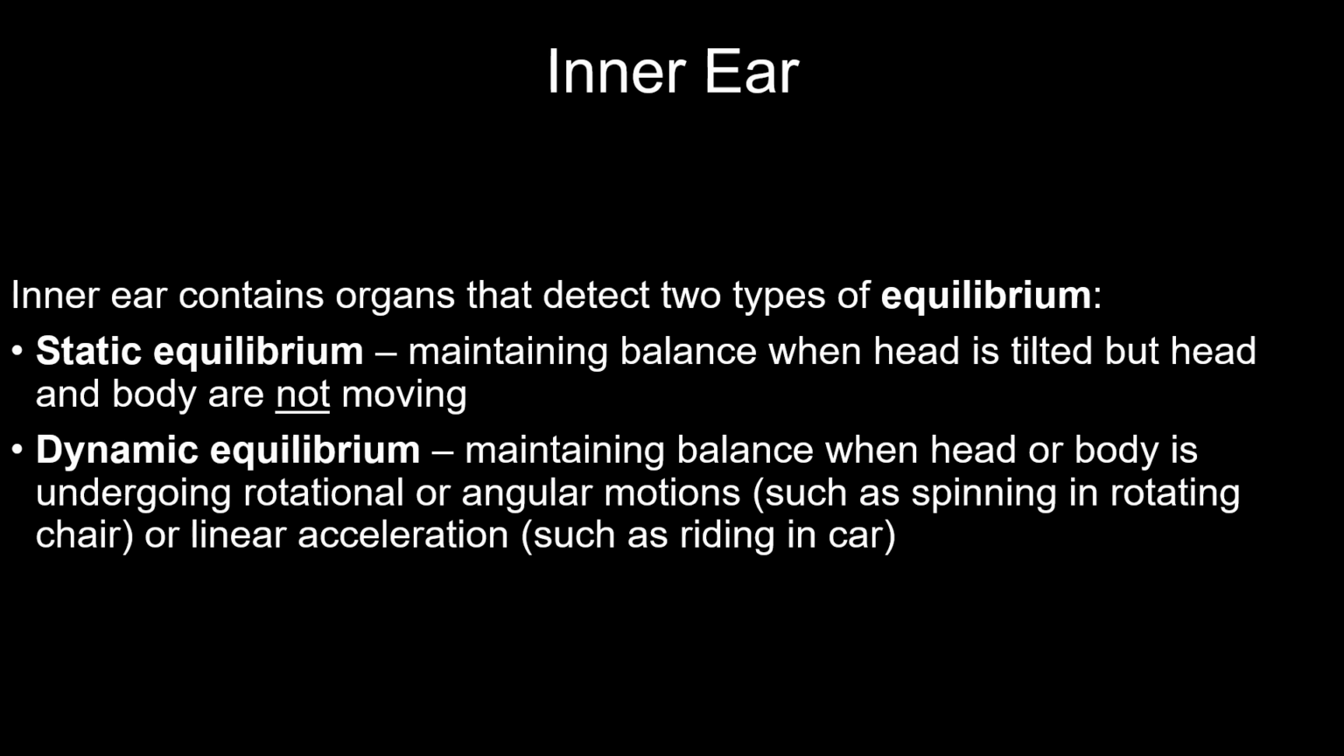Static equilibrium means stationary or unmoving, and it refers to maintaining balance when the head and body are not moving, but the head itself is tilted. Dynamic means changing or moving, and so this refers to maintaining balance when the head or body is moving. And we're going to look at how the inner ear is going to detect head position and movement, as well as how it maintains static and dynamic equilibrium.